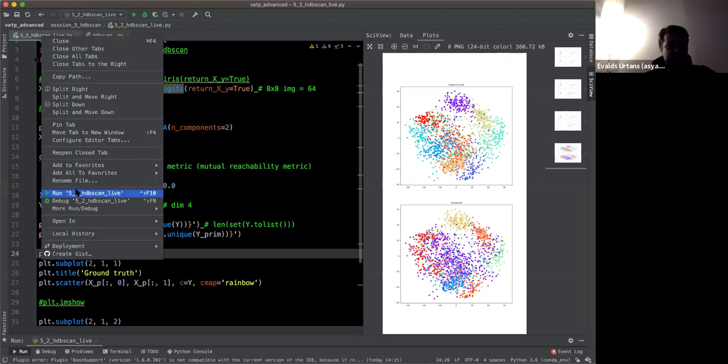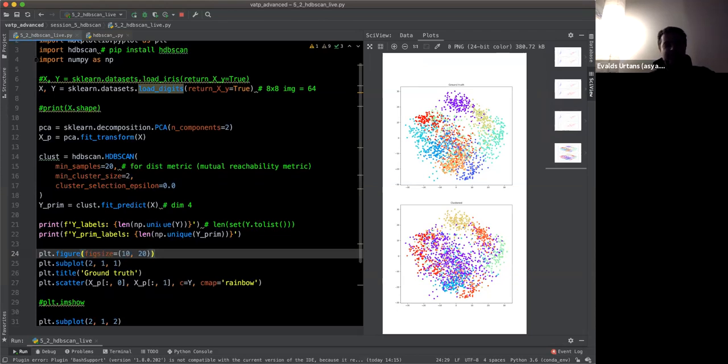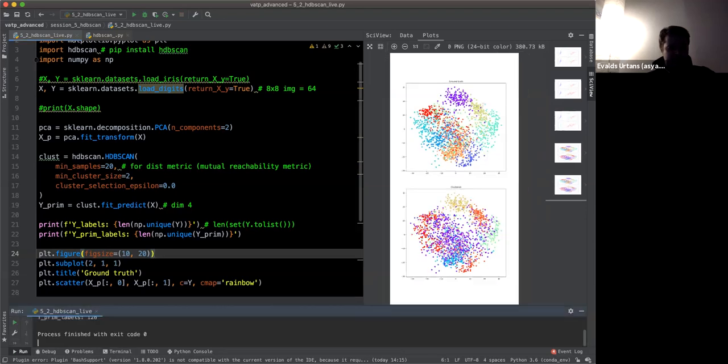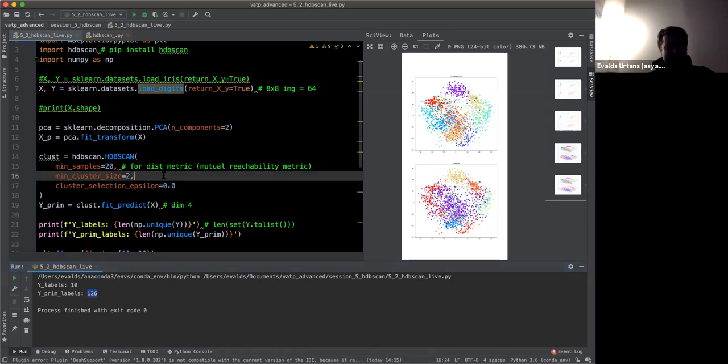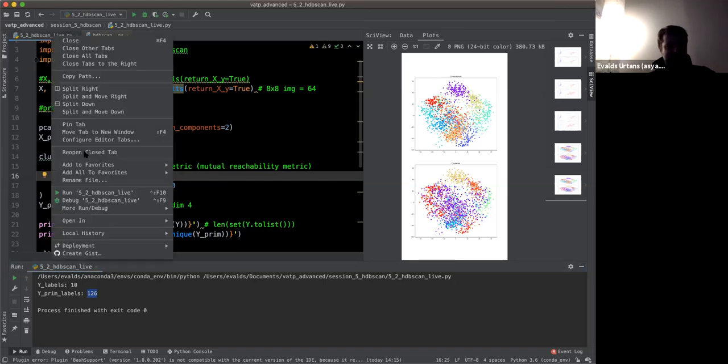And if I run it, only the unique function can actually give you back additional information that is sometimes useful. So we have the original, like in MNIST, 10 digits, and the predicted is now really bad, 126 classes. So to solve this, we can improve. First of all, we know there are almost 2,000 samples, so the minimal cluster size will definitely not be 2. So let's say the minimal cluster size is maybe 100 at least.